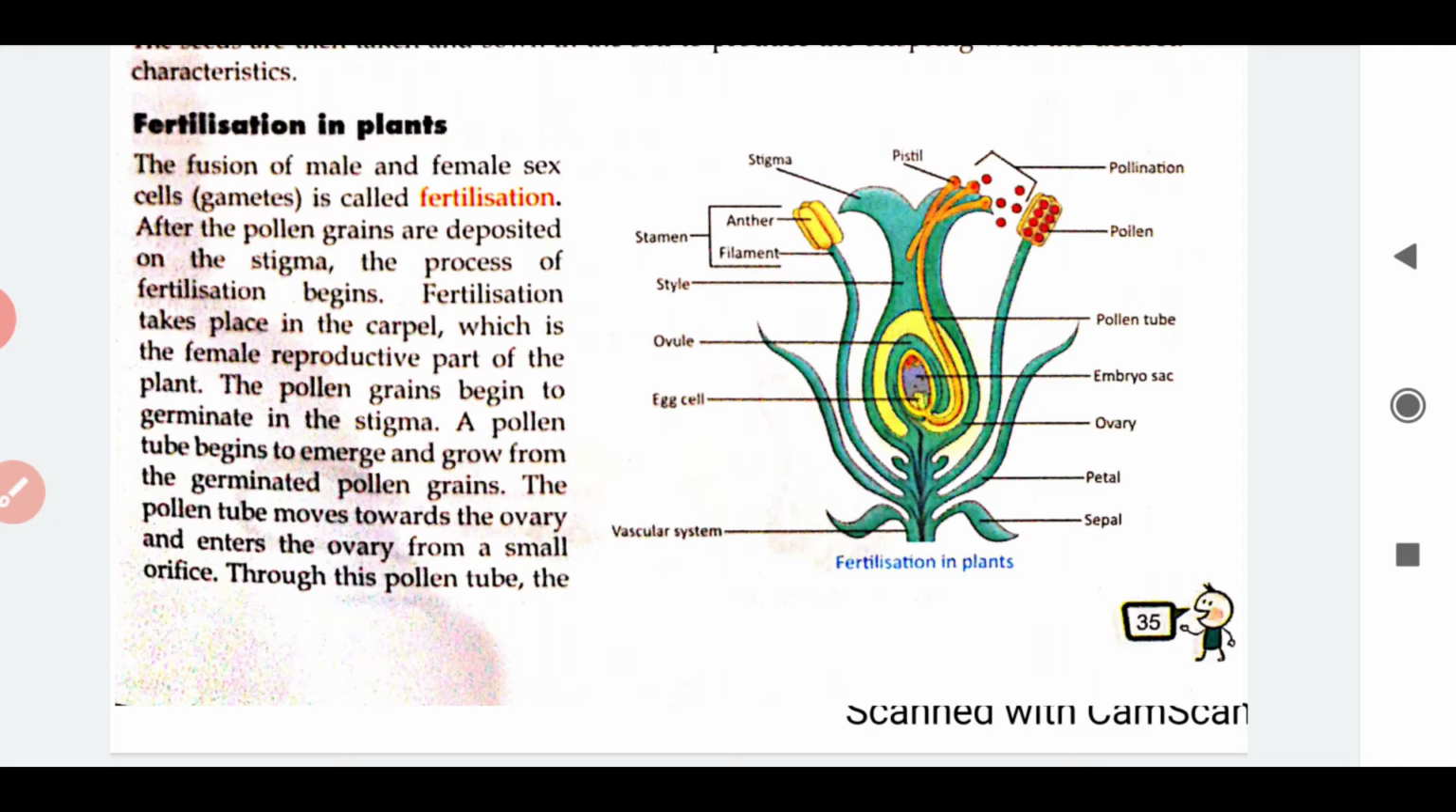The fusion of male and female sex cell is called fertilization. Basically, what is fertilization? Fertilization is simply the fusion of male and female sex cells or gametes. Okay. So we have the male sex cell, which is pollen grains, and the female sex cell, which is ova, that is ovum, which is present in our ovary. After the pollen grains are deposited on the stigma, the process of fertilization begins.